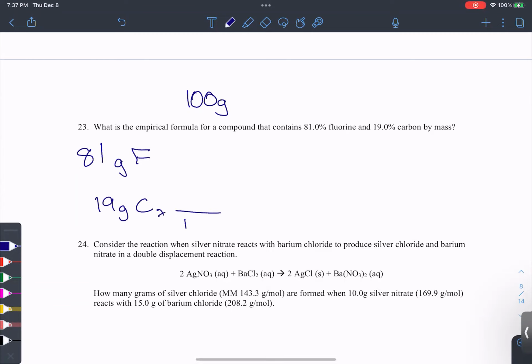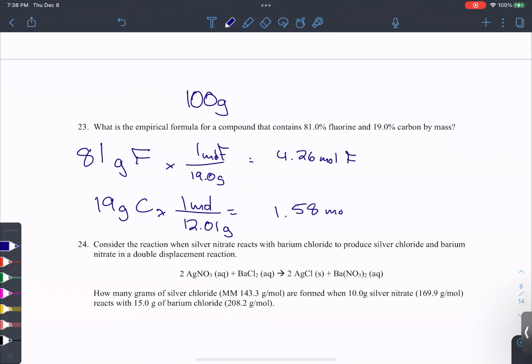So with carbon, you divide by 12.01 grams, 1 mole. Fluorine, you divide by 19 grams, 1 mole fluorine. So you get 4.26 moles of fluorine. You have 1.58 moles of carbon. So does that mean that my formula, should I round carbon up to 2 and fluorine down to 4? So it's C2F4? That sounds right.